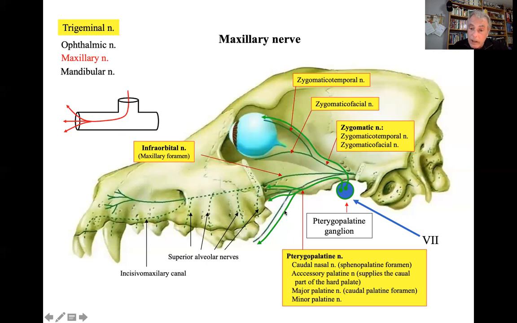All these branches from the pterygopalatine nerve run with postganglionic parasympathetic nerve fibers coming from the pterygopalatine ganglion. So they are facial fibers, okay, but they are visceral.